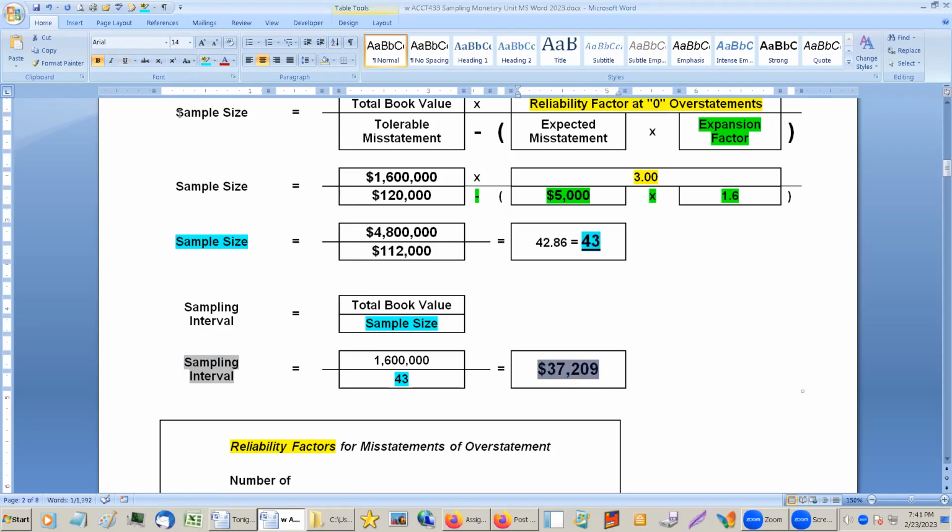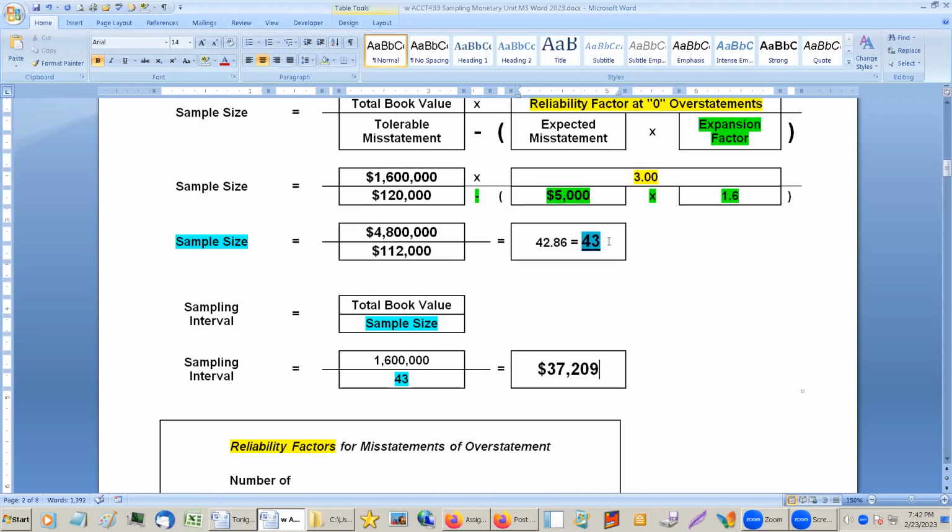I'm going to take the highlight off here. So the first item that crosses 37,209, we're going to pick that one. The next one that crosses 74,418, we'll take that one, and the next one. Any item that's bigger than 37,209 is 100% sure of being picked.